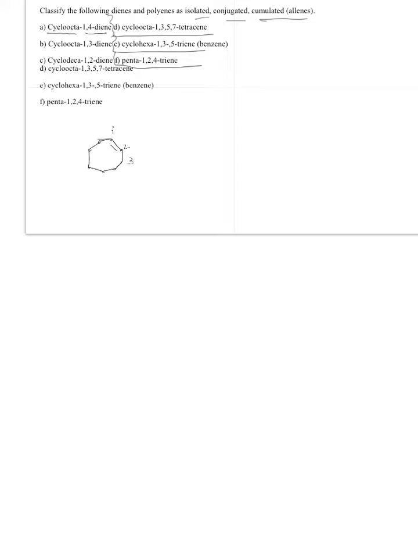So that carbon is sp2, sp2, sp3, sp2, sp2. Because of the sp3, that would make that isolated. That's an isolated diene. Now, basically, the electrons in the conjugated system, when they're conjugated, can travel through unhybridized p orbitals.